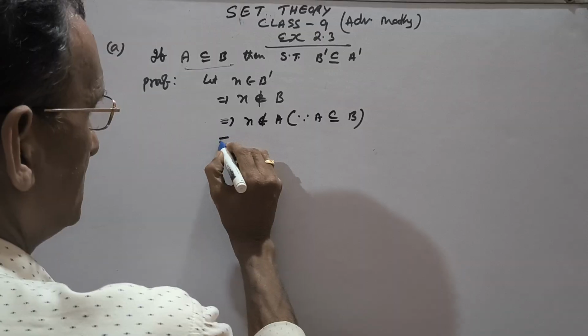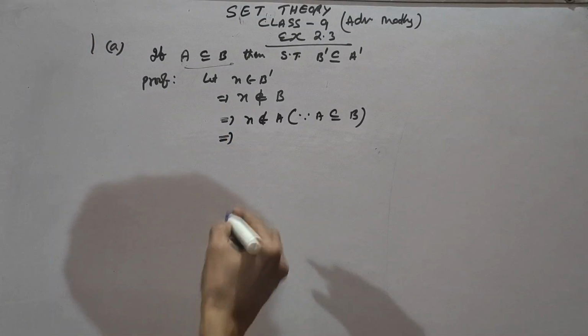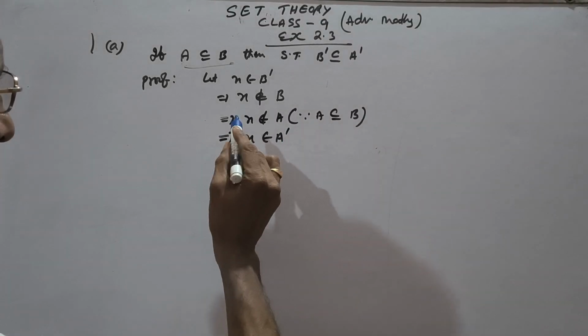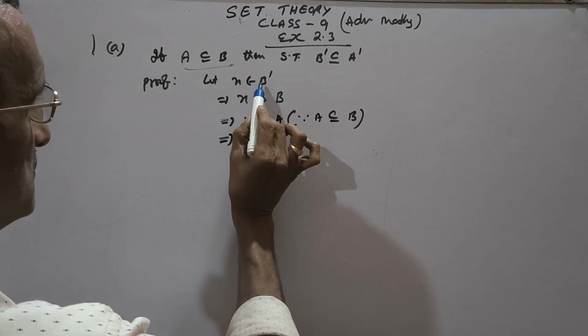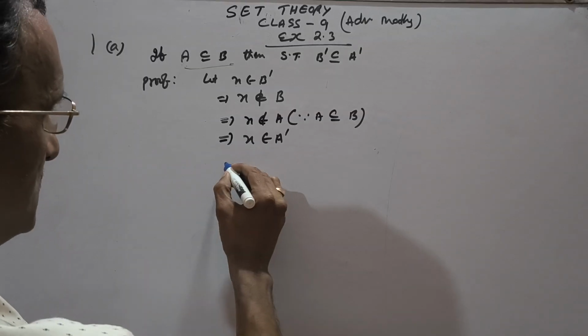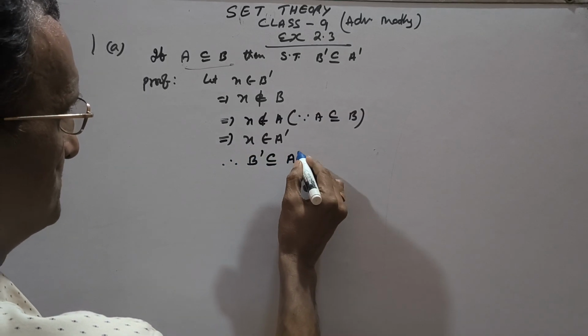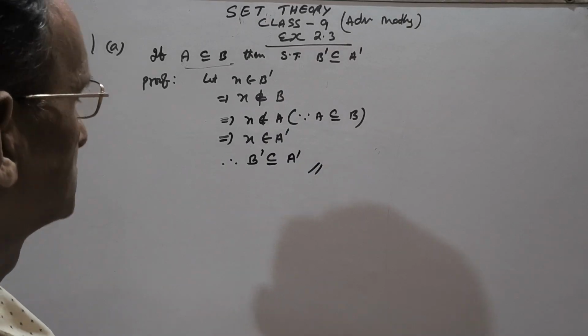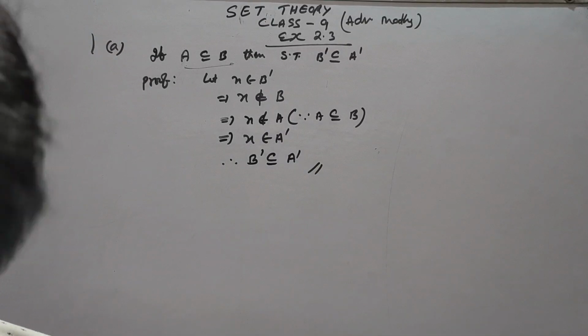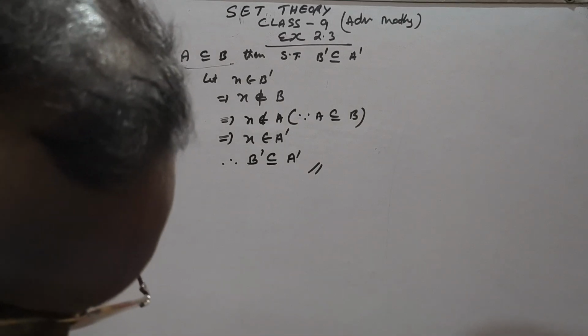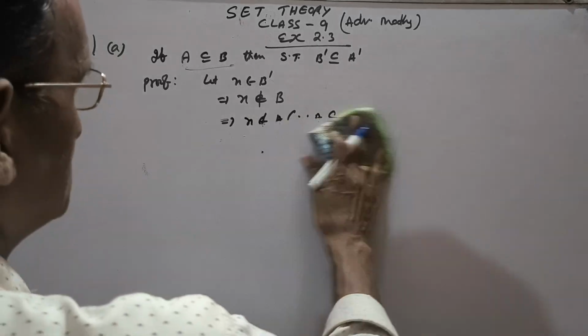If x is not in A, then what will happen? x will be in A complement. Now see, we started with x belonging to B complement, and now x belongs to A complement. What is the meaning? Therefore, B complement is a subset of A complement. Hence proved. Okay? And question number 2 is important, but it requires space, so I will omit this.